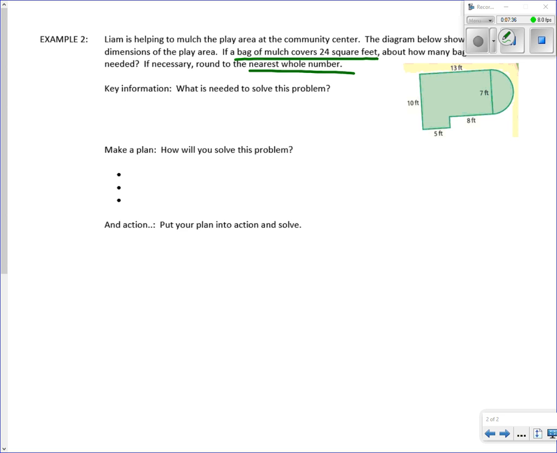Now, the thing with rounding to the nearest whole number is you cannot round until the very, very end of the problem. If you start rounding all the way throughout, you're going to be slowly changing your answer, and your answer is going to be wrong by the time you get to the end of the problem. So, key information. Well, I know that I need to identify shapes.